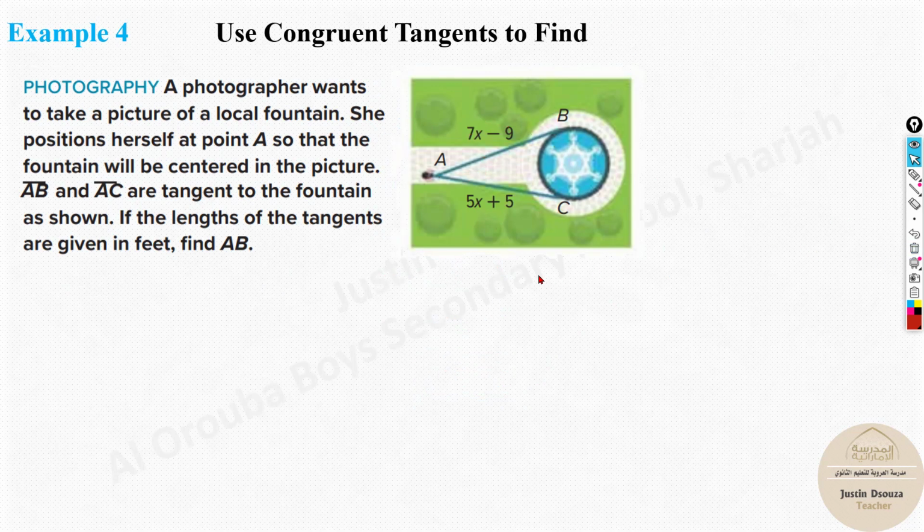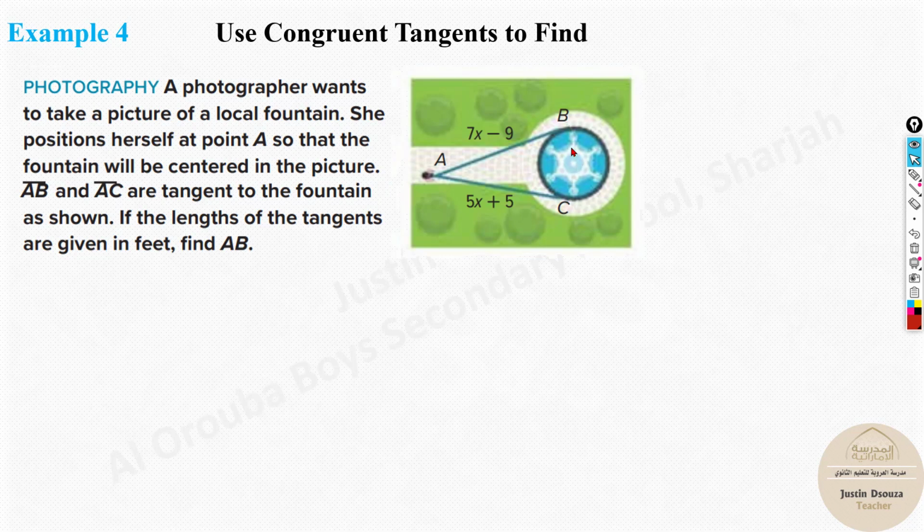We have a real world problem here. A photographer wants to take a picture of a local fountain. She positions herself at point A so that the fountain will be centered in the picture. See, now this fountain is centered such that she's standing over here, and these two lines over here, AB and AC, are tangents to the fountain, exactly tangents to the fountain.